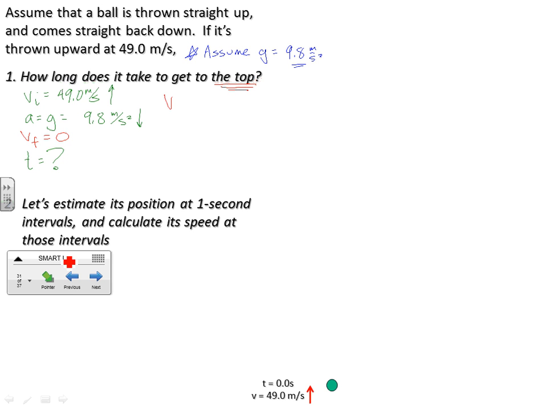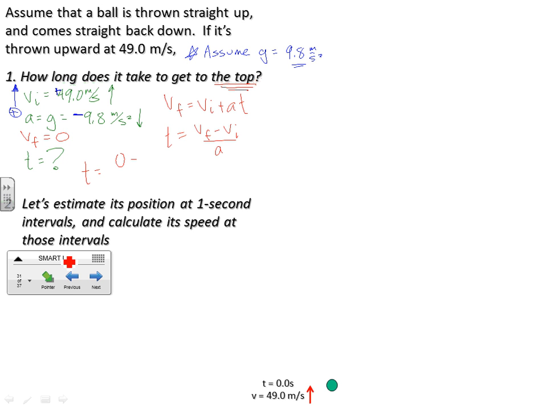The equation is Vf is Vi plus AT. And so that means that T is Vf minus Vi over A. What I didn't do yet is choose my positive direction. Let's say that positive is upward. That makes this positive, and makes that negative. All right, now we can do our substitution.